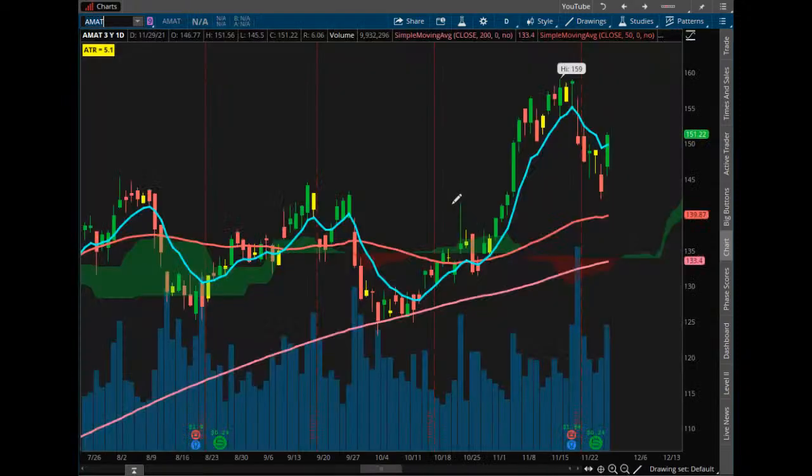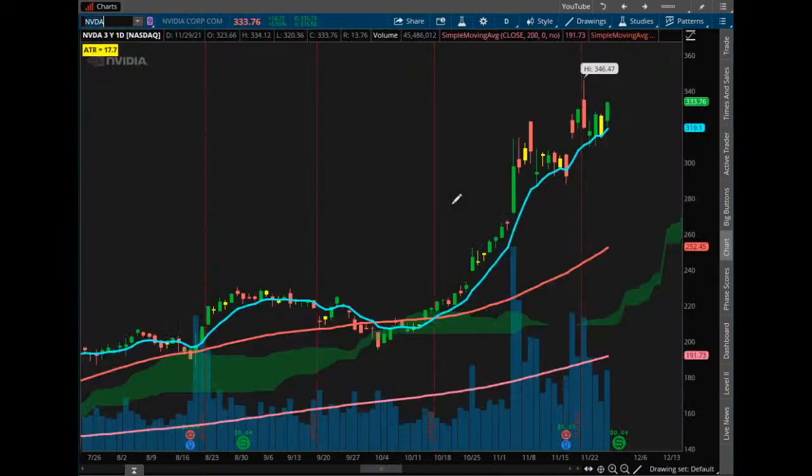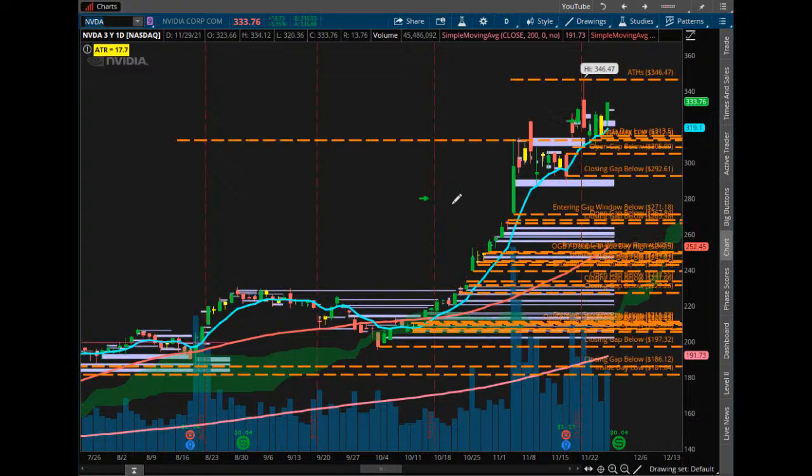AMAT. This one was pretty hot here today too. Again, nice reversal back over the 8 EMA. Again, a lot of these semiconductors were nice today, along with NVIDIA too. Big inside day up here today. So AMD, NVIDIA, AMAT, all those names. Very nice stuff there.